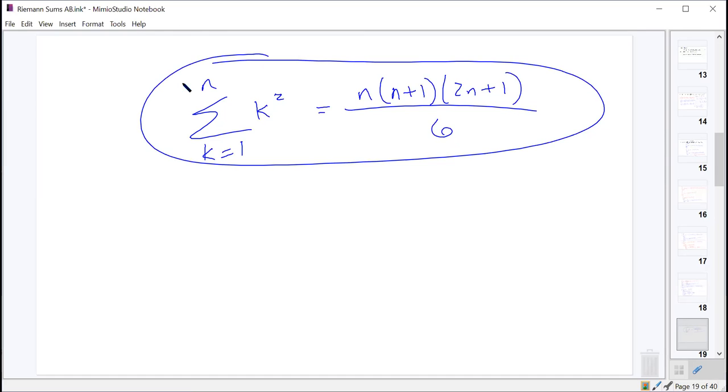So if I want to know the squares of all of the first 10 integers, so 1 squared plus 2 squared plus 3 squared all the way up to 10 squared, it should be 10 times 11 times 21 divided by 6. You can amaze your friends and family with this if you wish.